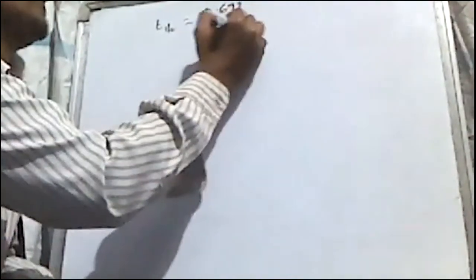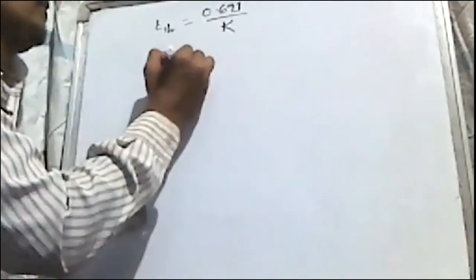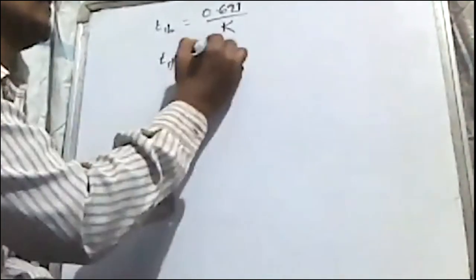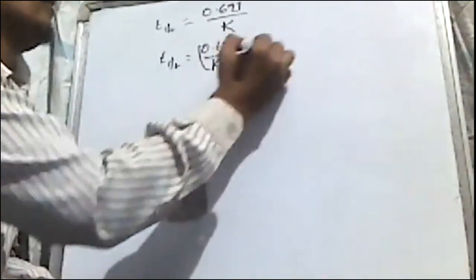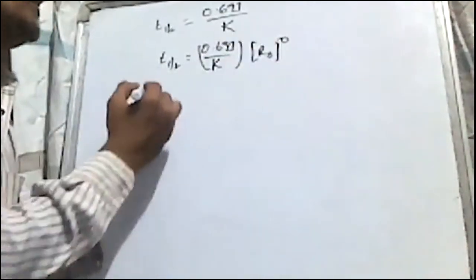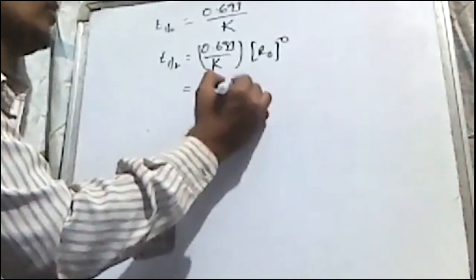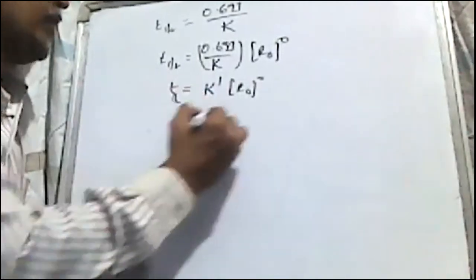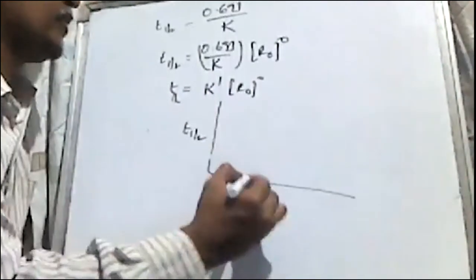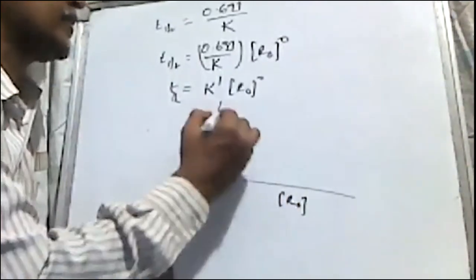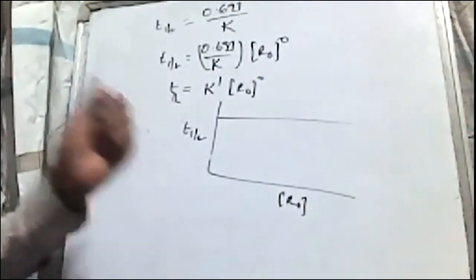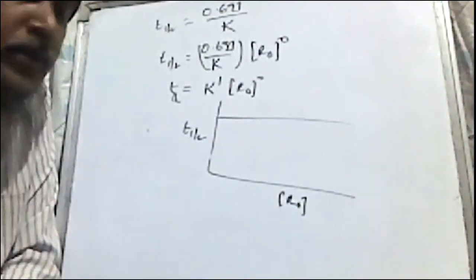Now there is another plot that corresponds to half-life versus concentration. You see, the expression we have seen is 0.693 by k. I am writing it as 0.693 by k into R naught power 0. That's why here it is becoming some other new constant, R naught power 0. So if I plot t half, what will happen? The t half is independent of the concentration of reactants. That's why it is parallel to the x-axis.